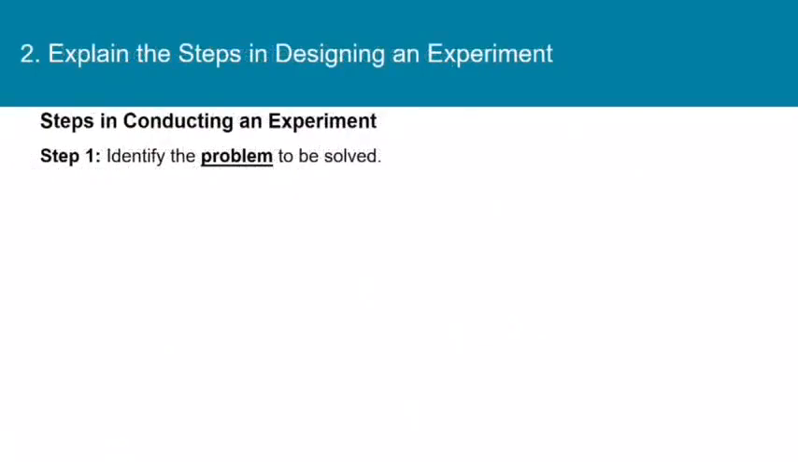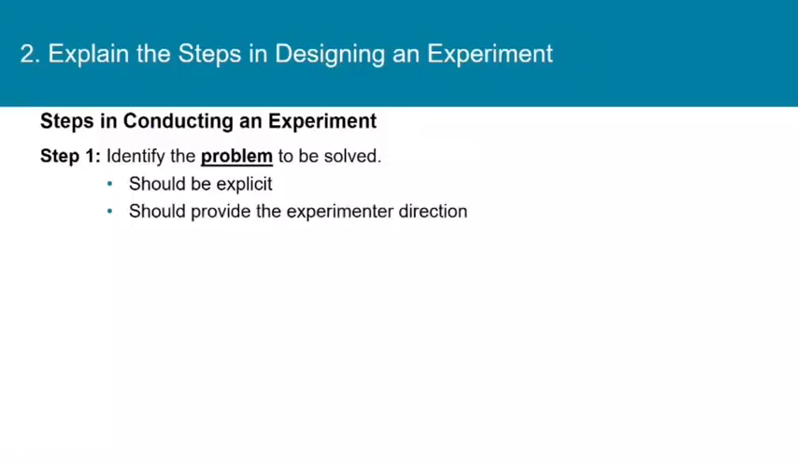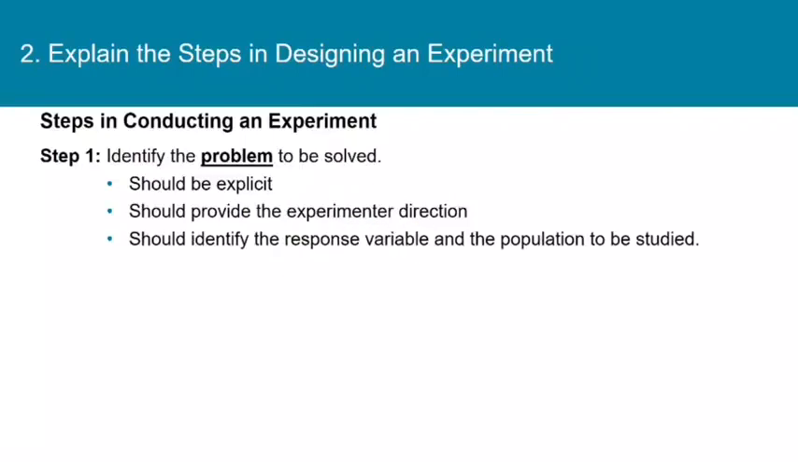So let's go through the steps of conducting an experiment. First, we've got to identify the problem to be solved, and we need to state it explicitly, and it should provide the experimenter some direction to go in. It should identify the response variable and the population to be studied, and it's often referred to as the claim. So you can see that before you design an experiment, you really have to narrow down exactly what you want the experiment to tell you. It just can't be very broad.